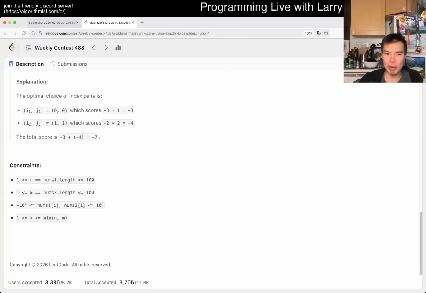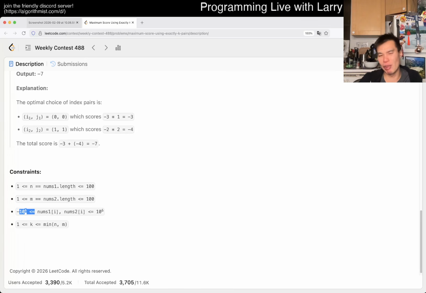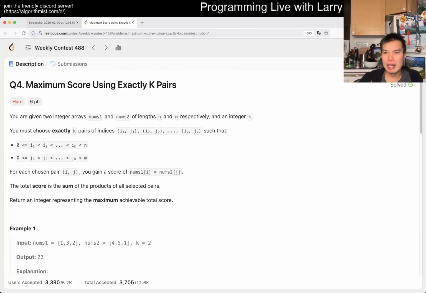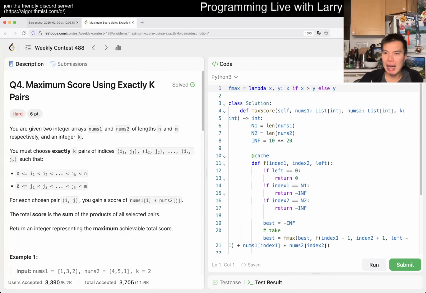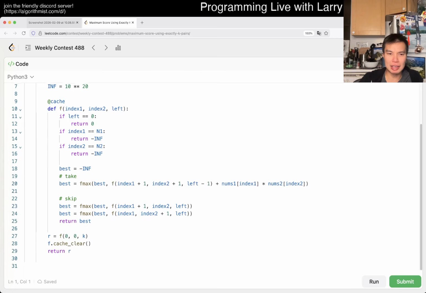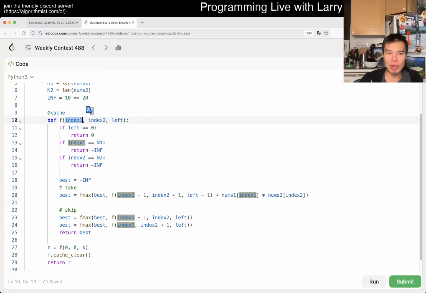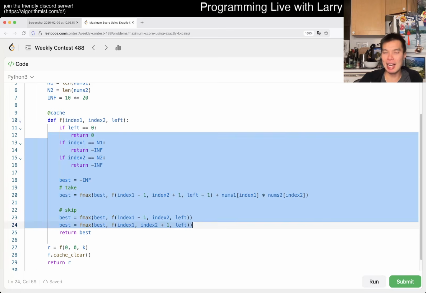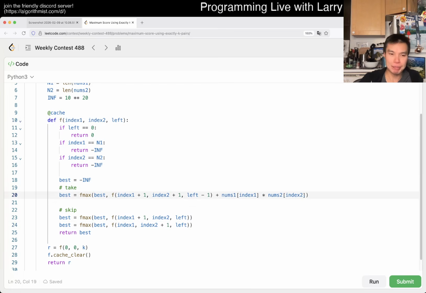I think the tricky part, of course, is that there are also negative numbers, otherwise greedy works. After you put everything together, this is just going to be n1 times n2 times left, which is up to k, which is up to 100. This is going to be 100 cubed, which is 1,000,000, which is going to be fast enough if you do all of it inside, and that is exactly what I did.